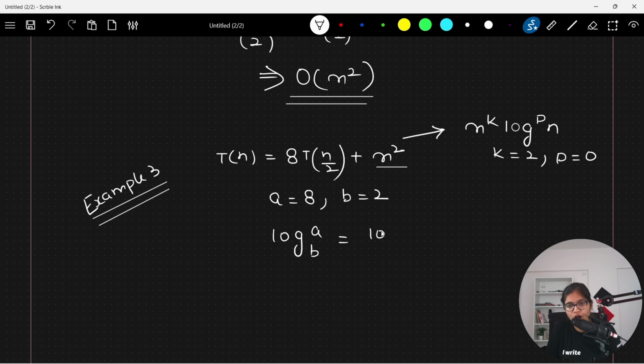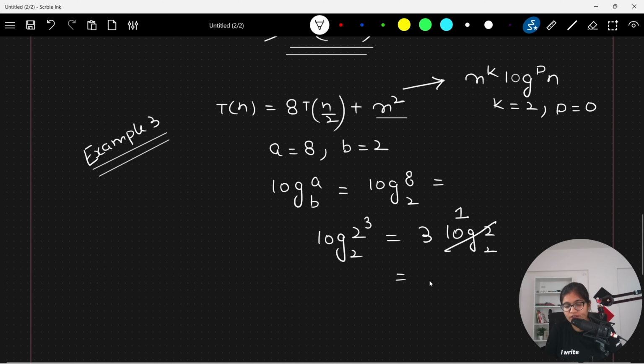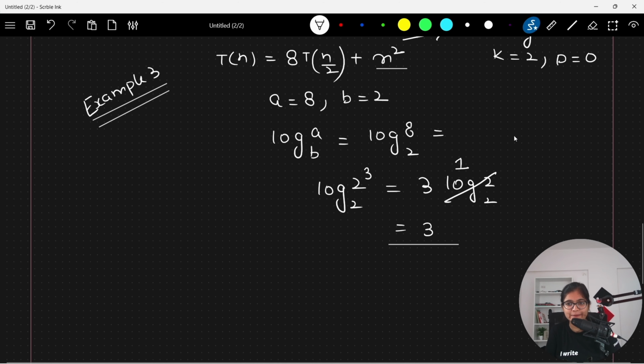It will be log 8 base 2. This can be written as log of 2 to the power 3 base 2. It can be written as 3 times log 2 base 2, which is equal to 1. So the answer is 3 here. Now again, the value of log a base b is greater than the value of k for this question as well, intentionally, because I am picking that kind of example only.